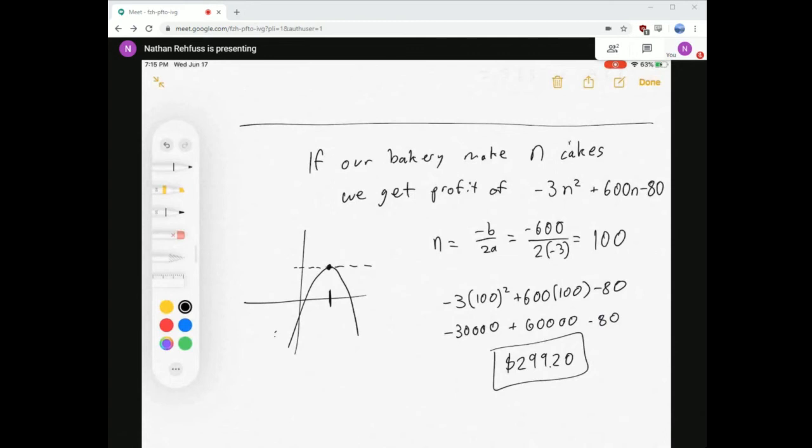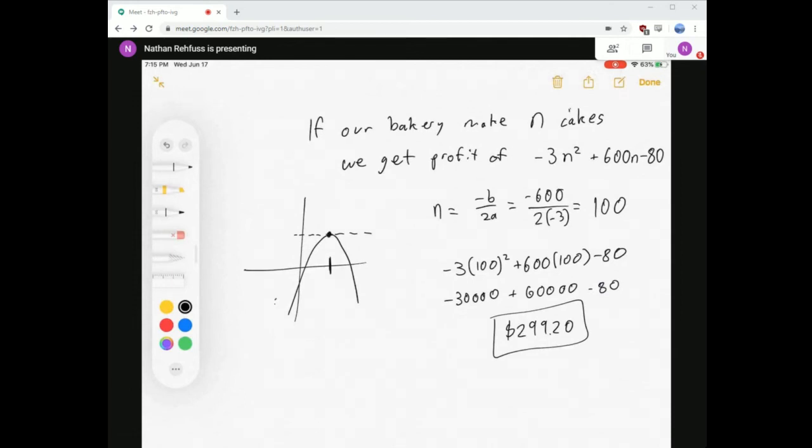Now, should you be maximizing profit or actually serving the community with the cakes? Well, that's up to you to decide. I say serve the community, but there's no equation for that. That's all about use your heart and not your brain for that.